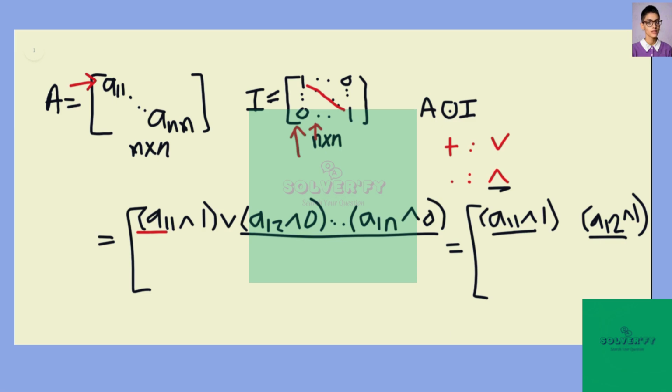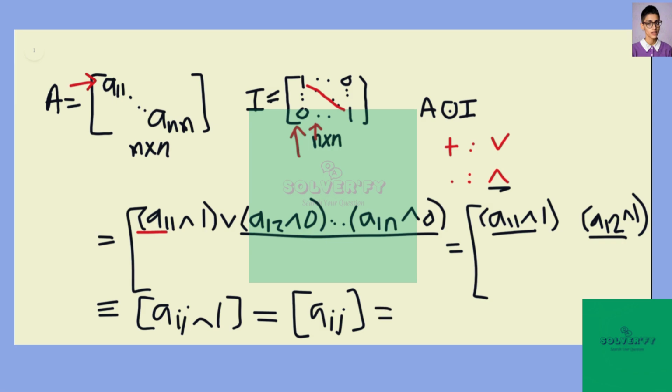Right? So what we're really getting is that each element is going to be Aij and 1 of our matrix, the Boolean product of A and I. And this is going to be equal to Aij, which is also just equal to A.